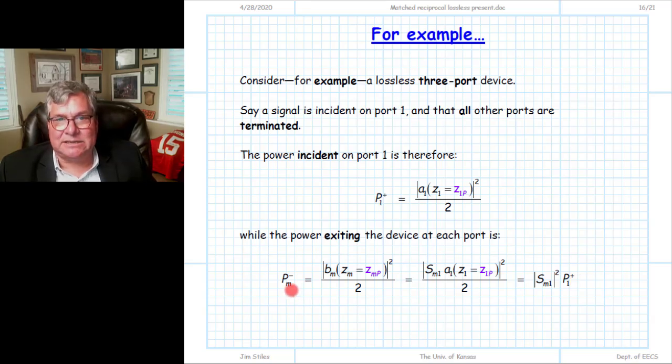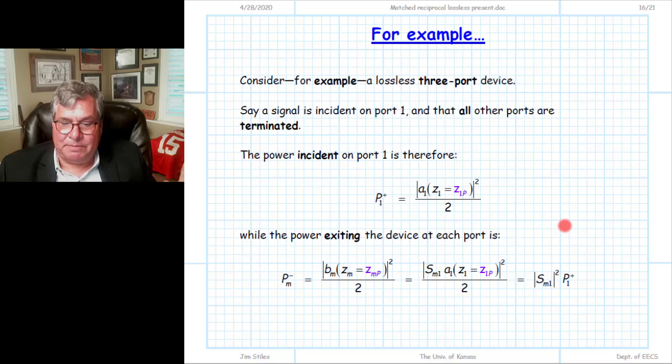And so we have a very nice result here. The power exiting or scattered from port N is related to the power incident on port M, on port 1 rather, by the magnitude squared of the corresponding scattering parameter. So again, for example, if this were port 3, the scattered power from port 3 would be equal to the incident power at port 1 multiplied by the magnitude squared of the scattering parameter S31. Again, this is only true because there's a single incident wave. If we have multiple incident waves on the device, we cannot use this equation.